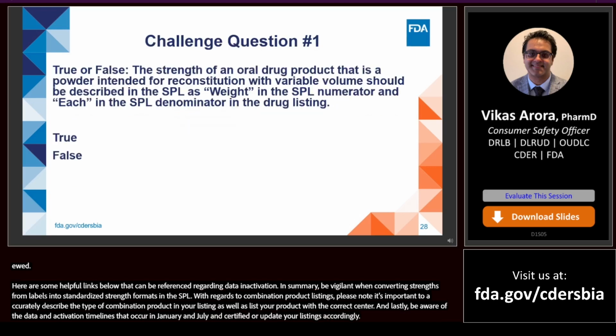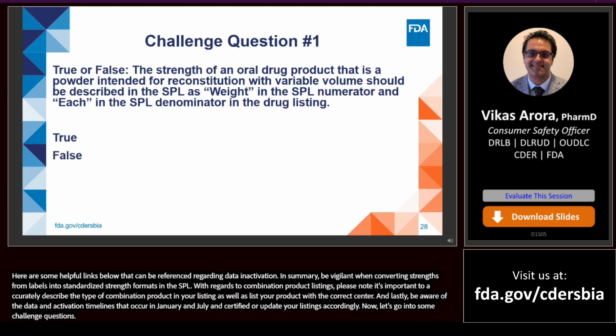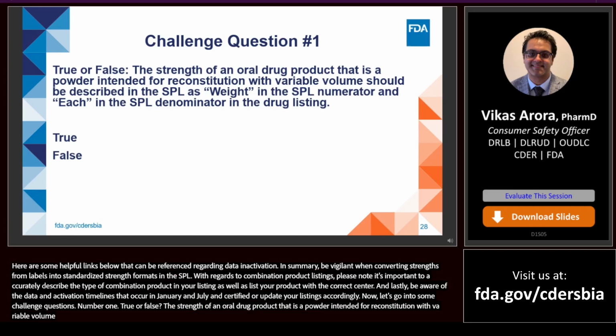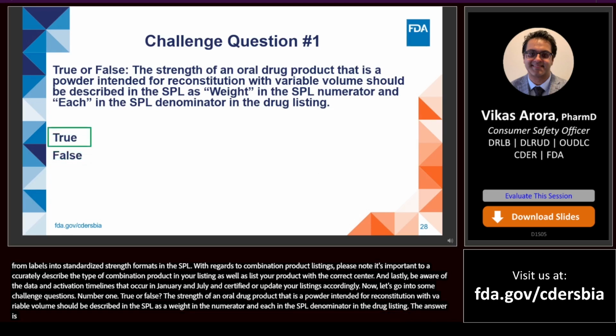And now let's go into some challenge questions. Challenge question number 1. True or false? The strength of an oral drug product that is a powder intended for reconstitution with variable volume should be described in the SPL as weight in the SPL numerator and each in the SPL denominator in the drug listing. The answer is true. Because this is an oral drug product for reconstitution with variable volume, the denominator should be each for each container.